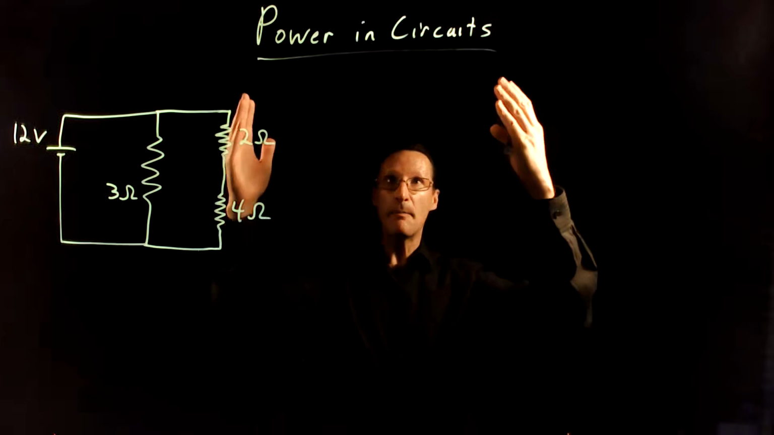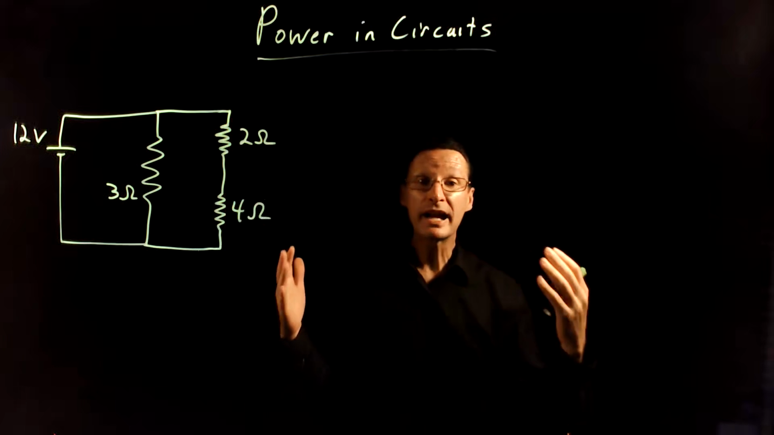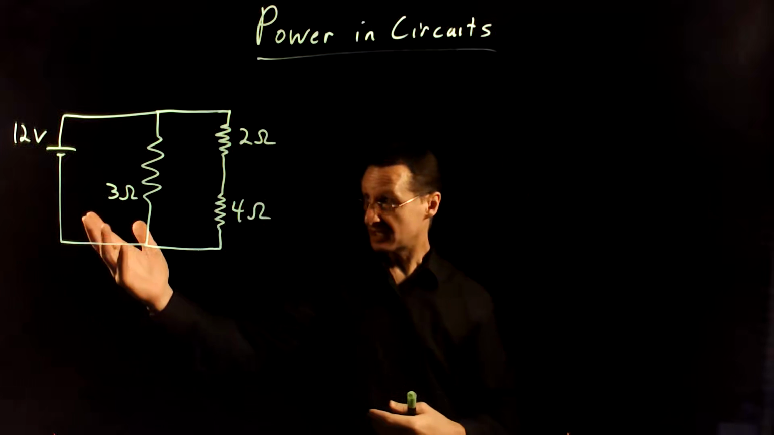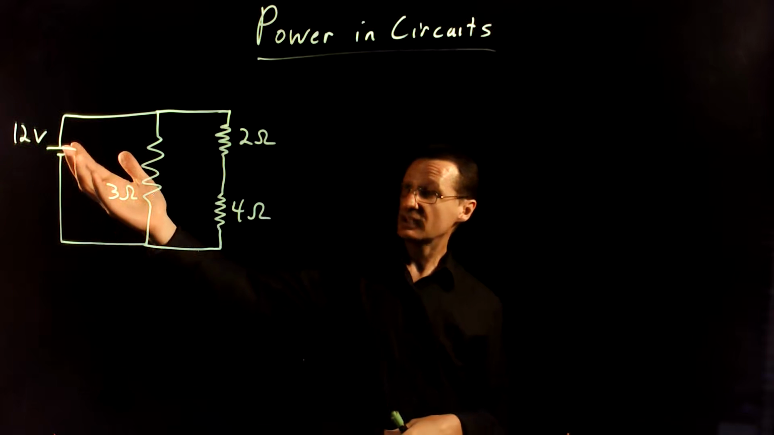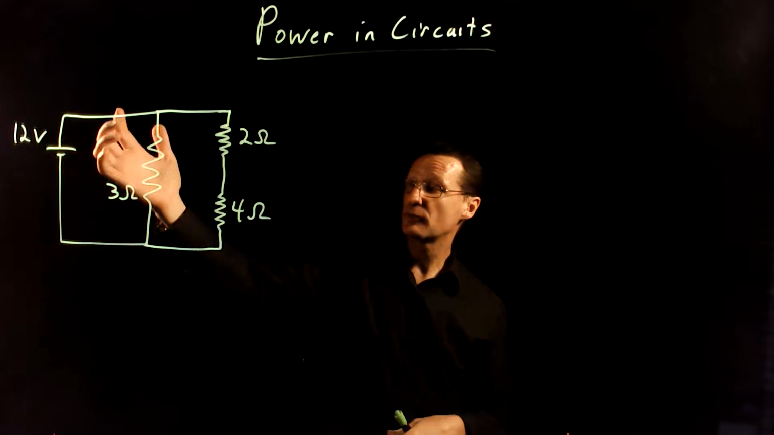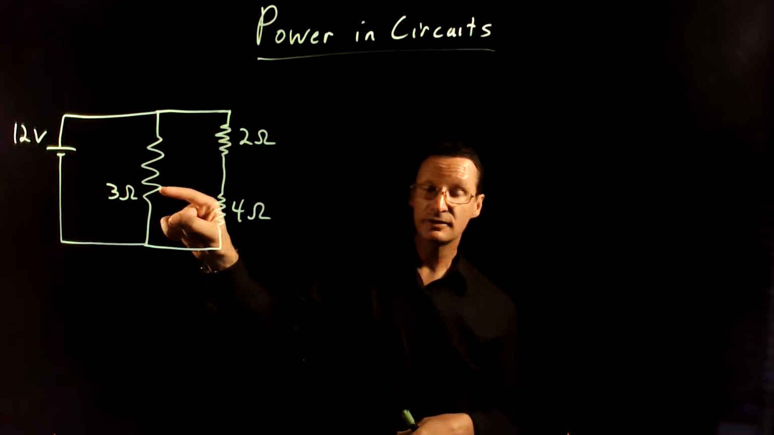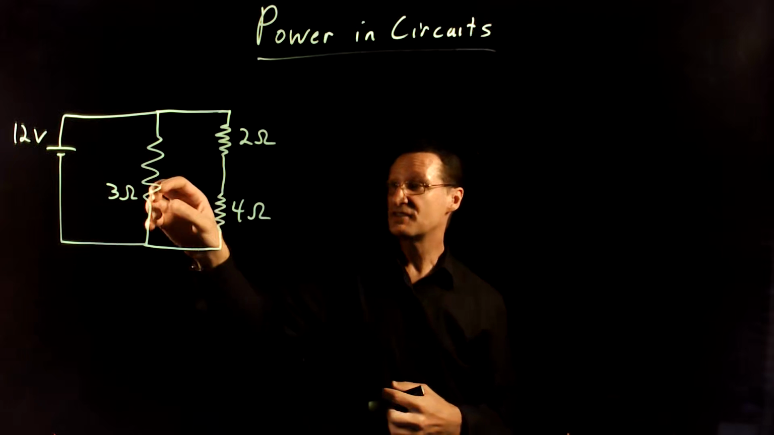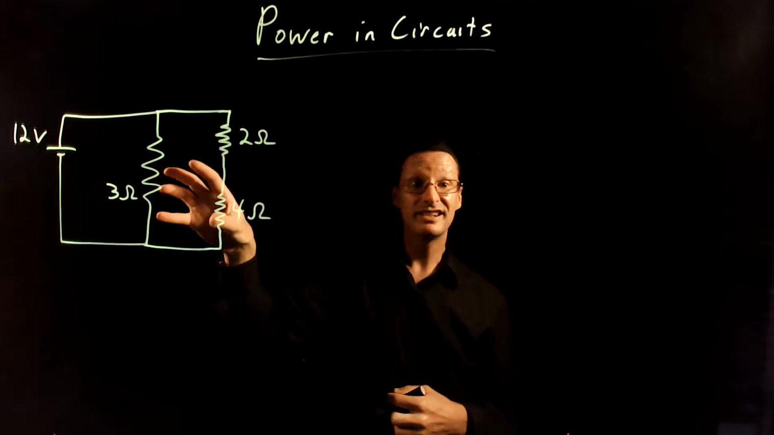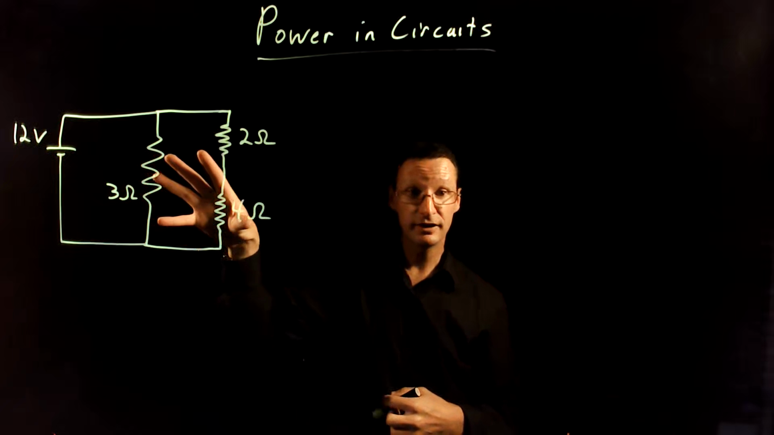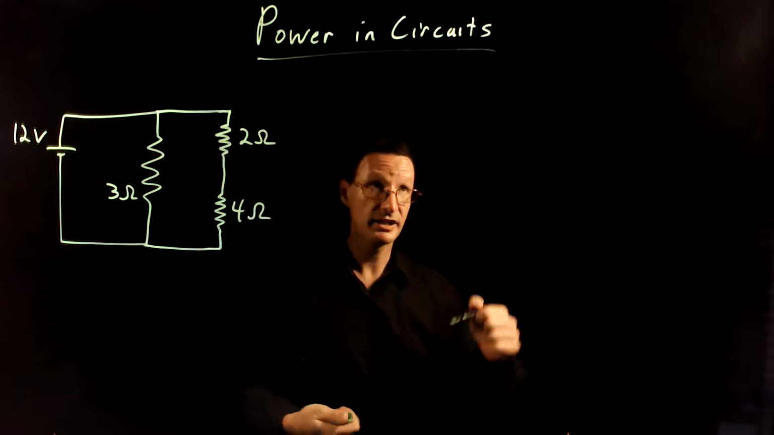Let's talk about power in circuits. Power is the rate at which energy is transformed. In the case of a circuit, it's going to be the rate at which energy is transformed from chemical energy into electrical energy in the circuit, or for a particular circuit element, the rate at which energy is dissipated or converted into heat. Electrical energy is converted into heat energy in that particular circuit element.